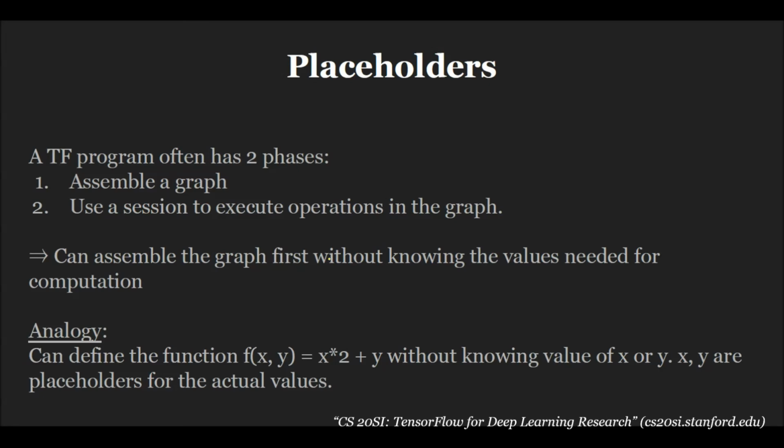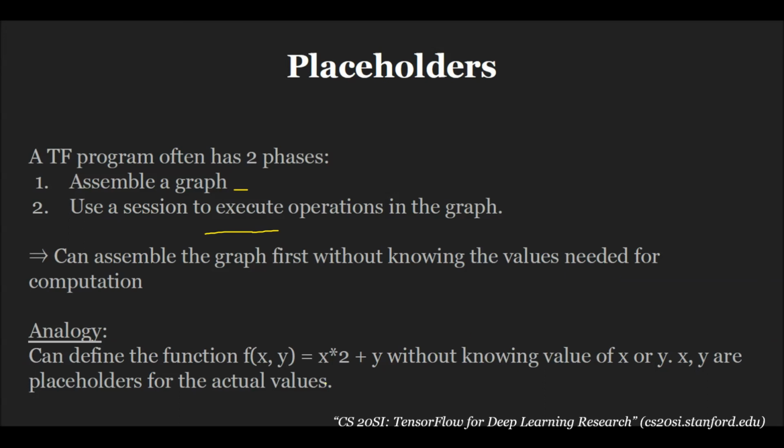As you know, in a TensorFlow program we have two phases, as I've discussed a number of times in the beginning. We first define the graph, or assemble it, and then we execute the operations in the graph. So we can assemble the graph first without knowing the values needed for the computation. That's what a placeholder is, like holding a place without the person having come to the seat.